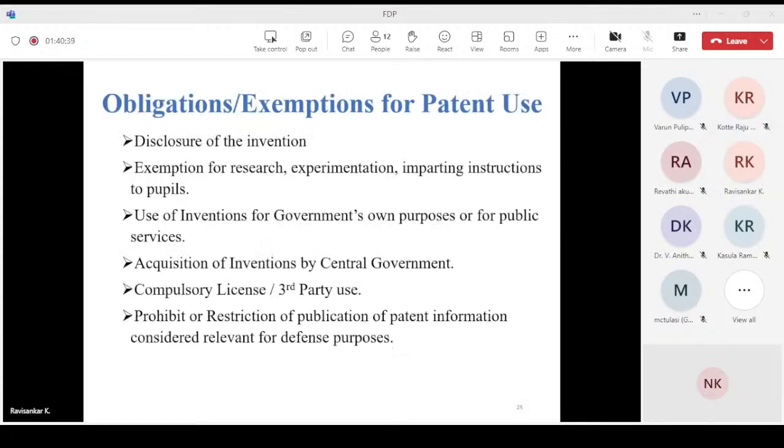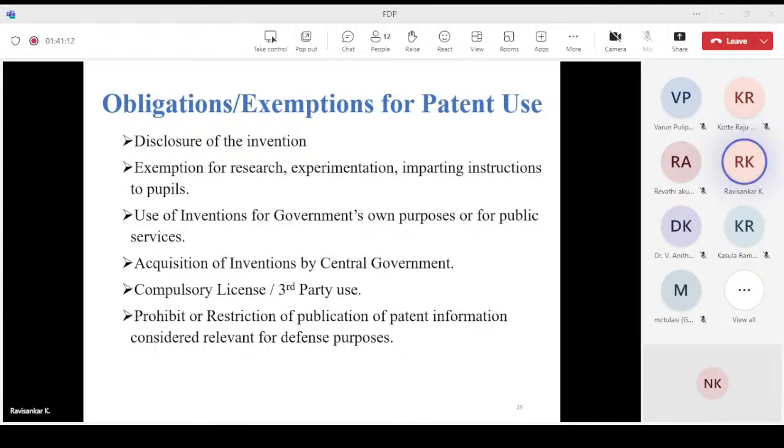So even though a patent is granted, there are some obligations and exemptions for third parties who want to use the patent. For example, your obligation is to disclose all the details of your invention. Coming to the exemptions, if the patented invention is used for research or experimentation or imparting instruction to pupils in classrooms or colleges, these are exemptions which cannot be considered infringement.